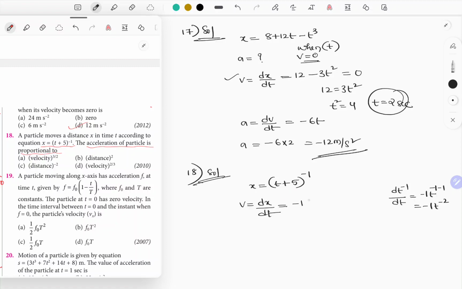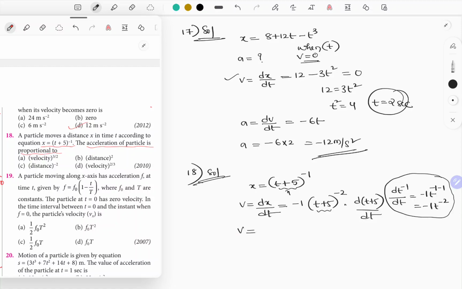So it is going to be minus 1 times (t plus 5) whole power minus 2, the differentiation of the given position with respect to time. Then you have to differentiate whatever you assumed as x, that is d(t plus 5) by dt. This is called the chain rule. First, imagine t plus 5 as x. X power minus 1 differentiates to minus 1 times x power minus 2. Whatever you assume as x, you have to differentiate it again and keep it as a multiplier for this answer.